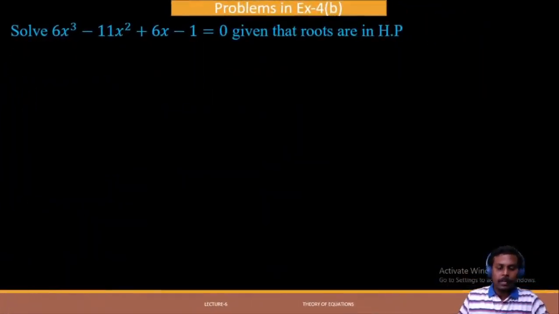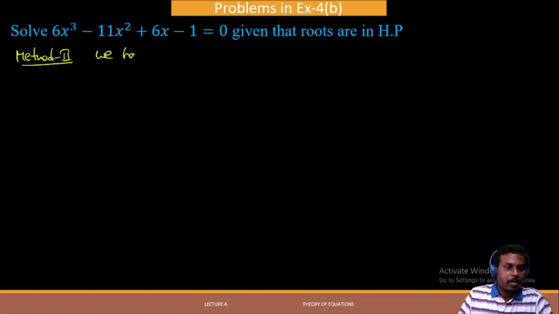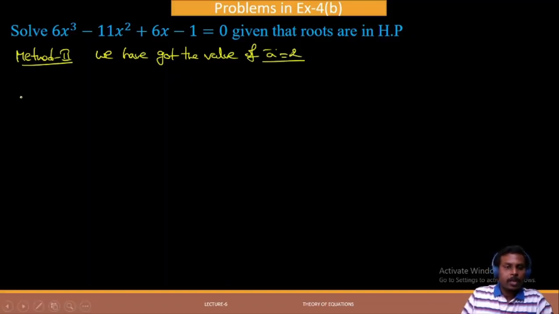Let us do the problem in method 2. Here is method 2. We have got the value of a is equal to 2. Okay. So till that point, the answer remains same. After finding the value of a is equal to 2, in method 1 we use the Horner synthetic division, and in method 2 we use the relations between the roots actually.